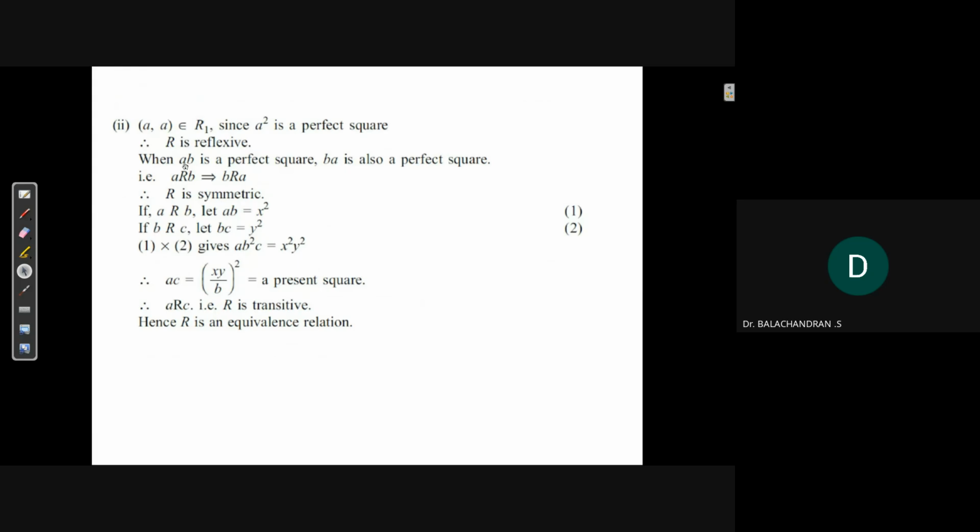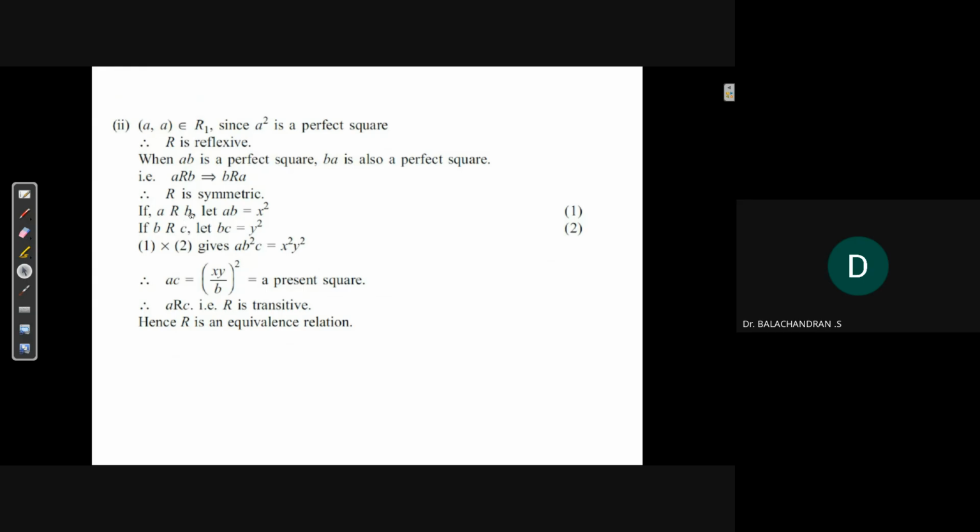Second one, symmetry. If a is related to b, I should prove b is related to a. If a is related to b, then from the definition of the problem, ab is a perfect square. Now ba is also a perfect square. So b is related to a, and hence R is symmetric.